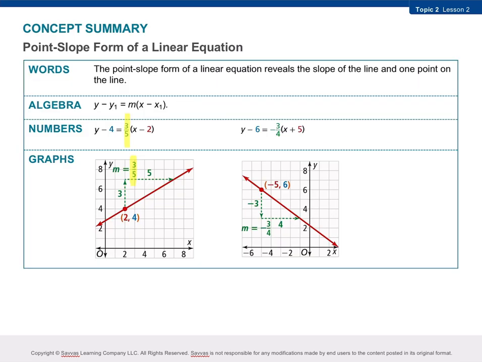If you want to see more examples of point slope form, you can pause the video here to look at this from the textbook. I think those are great examples. They do a cool job of color coding different parts of the equation in the graph.